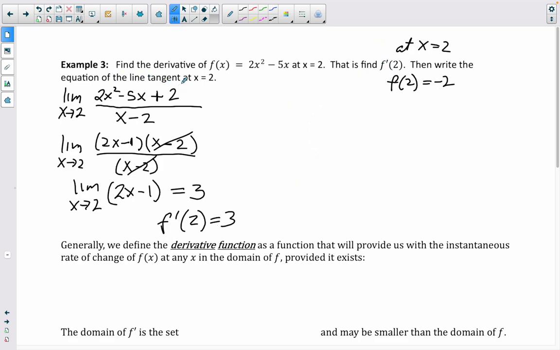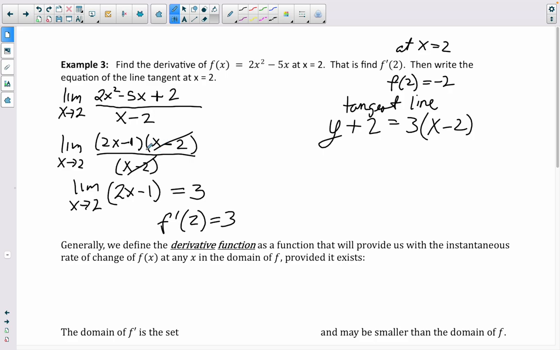Now that we evaluated that, we can find the equation of the tangent line: y minus negative 2, so y plus 2, equals 3 times x minus 2. And this is the tangent line. Okay, so again, just to remind you, you have to be proficient in factoring quadratics. All right, so there's example 3.